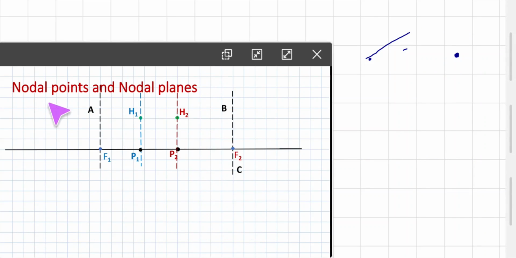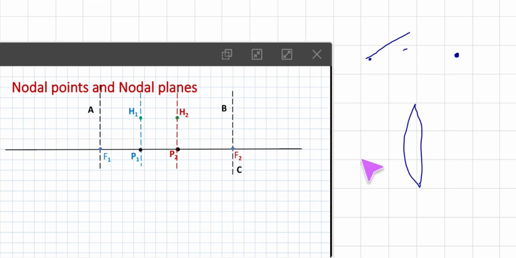Now let us consider the third pair of cardinal points, that is nodal points and its corresponding planes. Before understanding nodal points, remember one important thing, which is very important to understand the cardinal nodal points. If this is a lens and this is the optical axis, the first important thing that you know is that the ray which is parallel refracts and passes through the focal point.